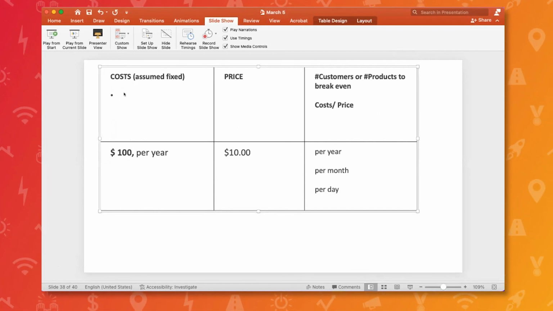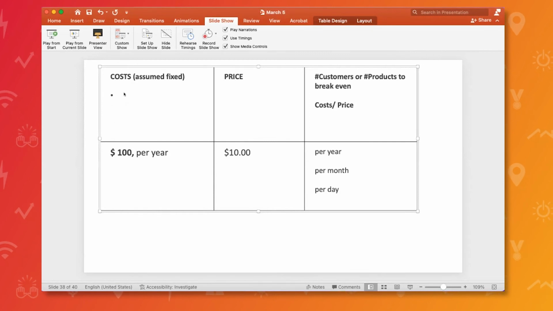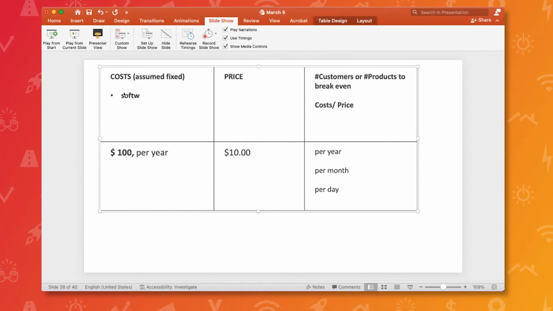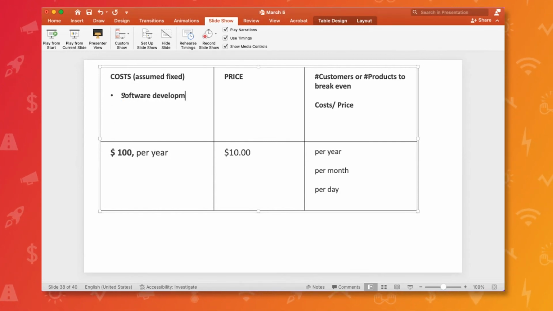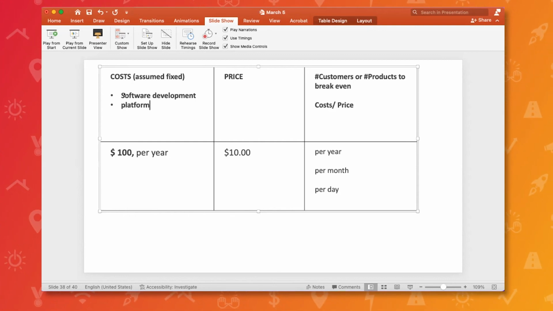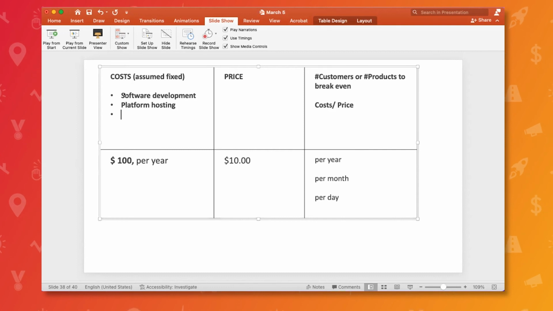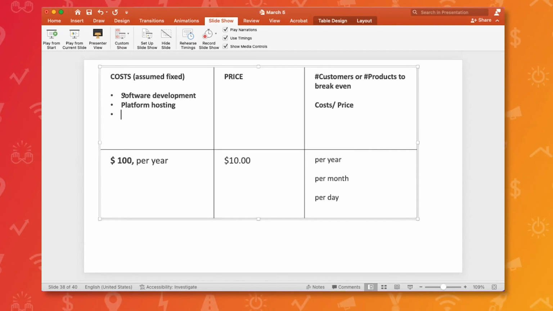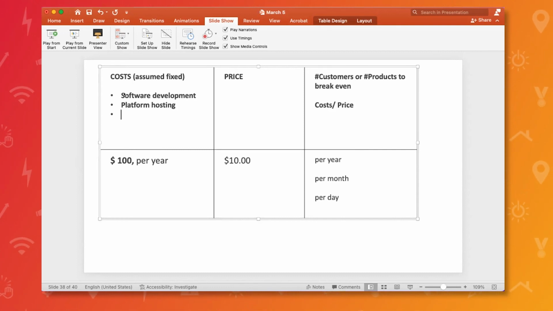We have to pay somebody to do the software development and interface. And I guess platform hosting. And applying for intellectual property and consultant fees.